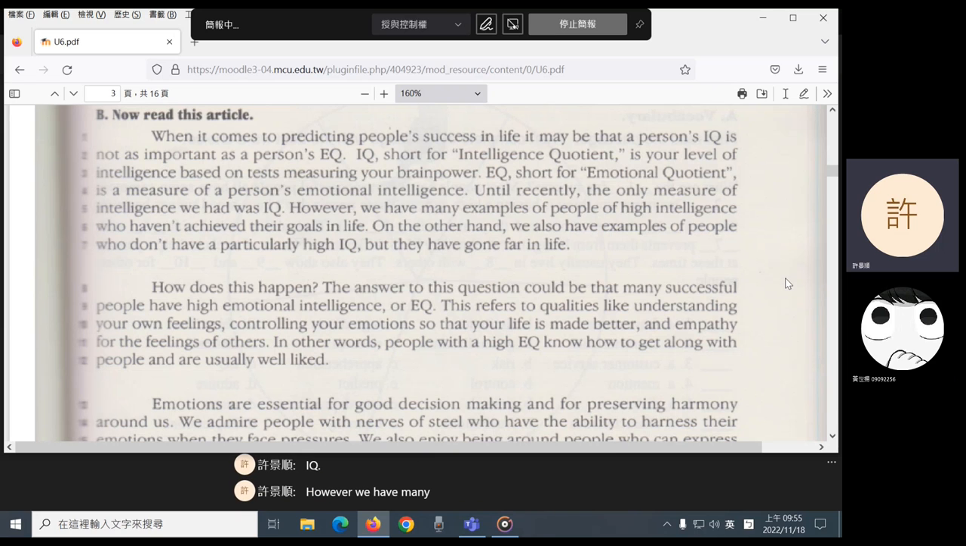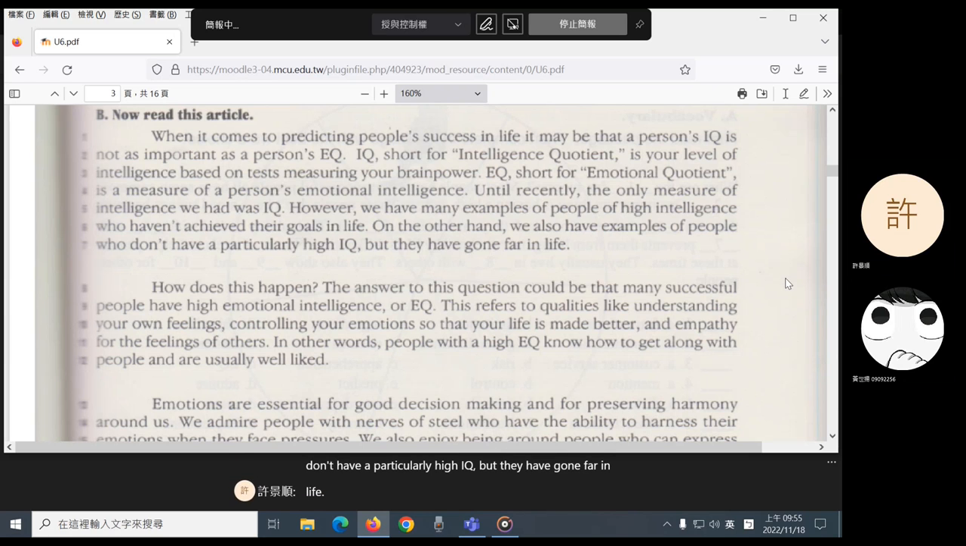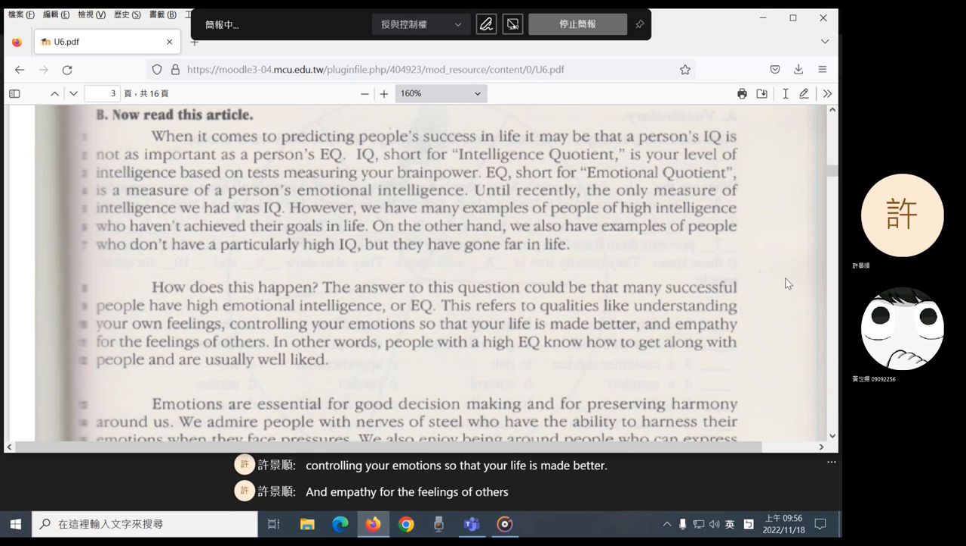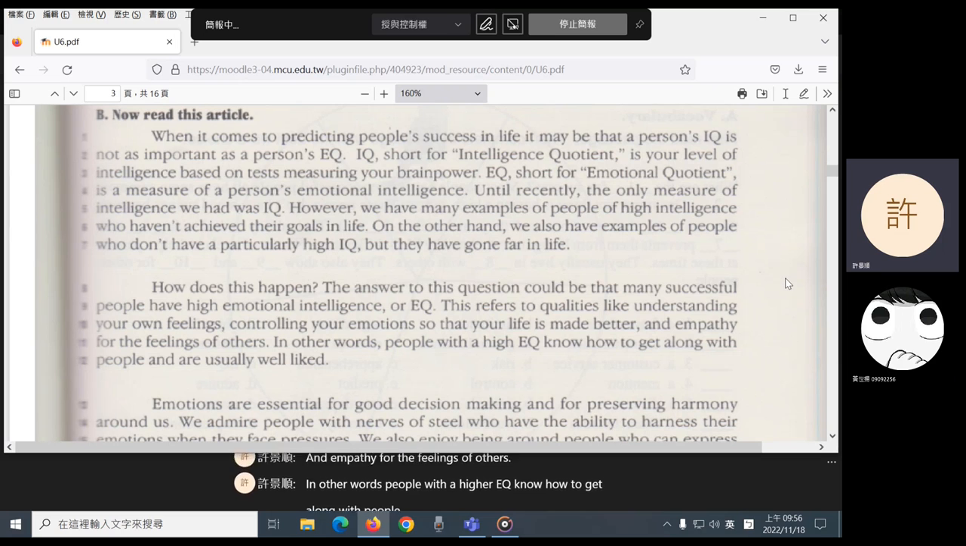However, we have many examples of people of high intelligence who haven't achieved their goals in life. On the other hand, we also have examples of people who don't have a particularly high IQ, but they have gone far in life. How does this happen? The answer to this question could be that many successful people have high emotional intelligence, or EQ. This refers to qualities like understanding your own feelings, controlling your emotions so that your life is made better, and empathy for the feelings of others. In other words, people with a high EQ know how to get along with people and are usually well-liked.